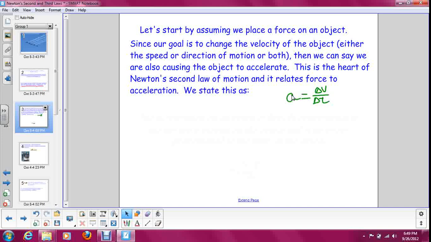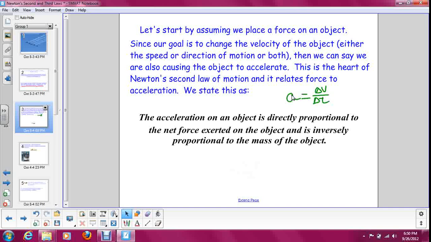This is the heart of Newton's second law of motion, and it relates force to acceleration. So Newton's second law is the acceleration on an object is directly proportional to the net force exerted on the object and inversely proportional to the mass of the object. And automatically the word proportional should trigger something in your brain that makes you think, oh, if I were to graph force versus mass, or force versus acceleration, I'm going to get a straight line. That should be tipping you off right now.